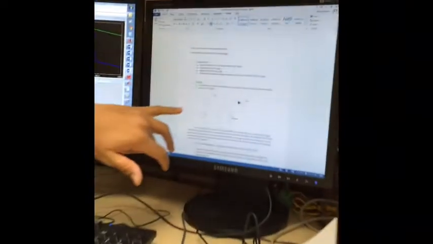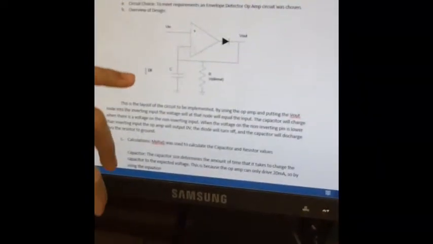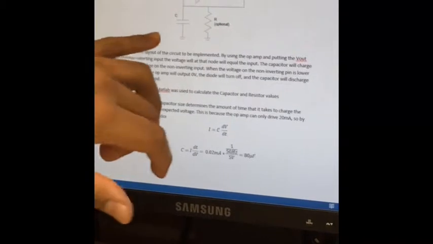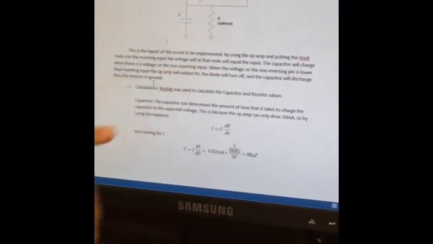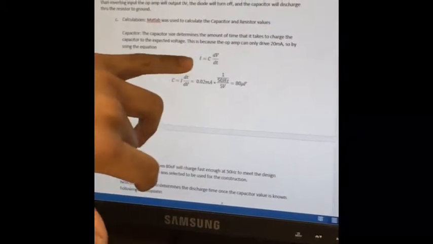And then we just took our basic envelope detector circuit, and the main things we wanted to find here were our resistor value and capacitor value. And then down here we use this equation to find our capacitor value.